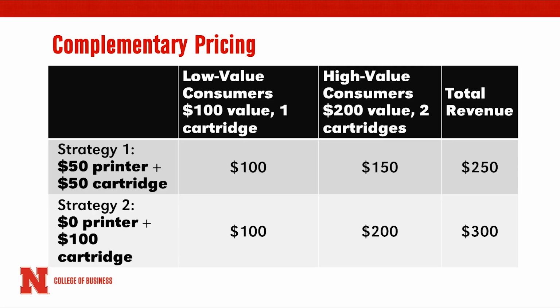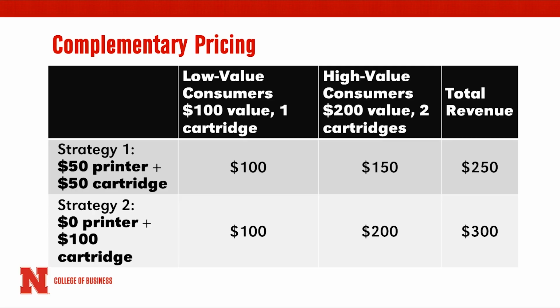But let's look at what those strategies imply for the high value customer. The high value customer, who's willing to pay up to $200 in order to print what they need, needs to be able to obtain 2 cartridges. Under strategy 1, they would buy 1 printer and 2 cartridges. That would result in $150 of additional revenue for the firm. Under strategy 2, they would receive the printer for free and buy the 2 cartridges at $100 each. That would result in $200 of additional revenue.